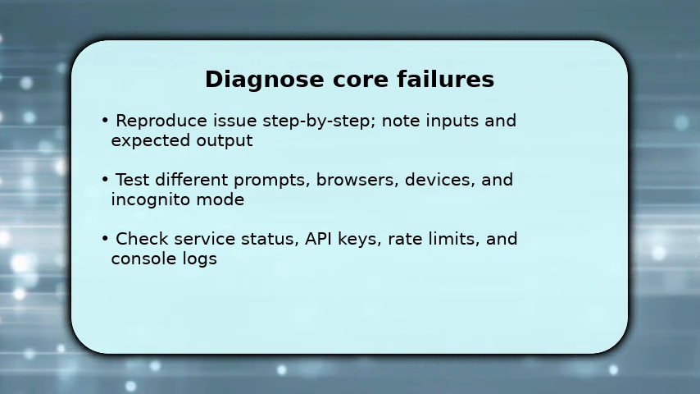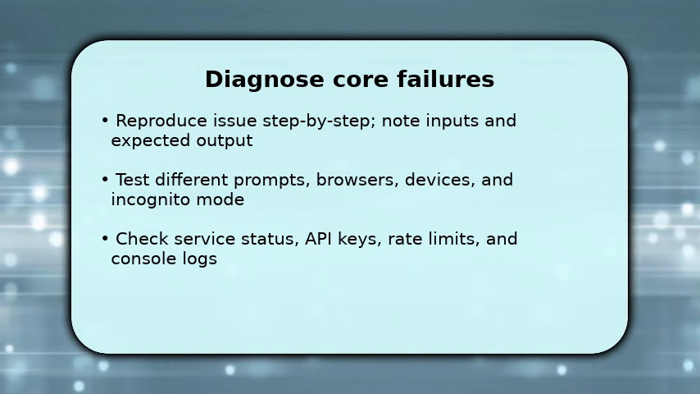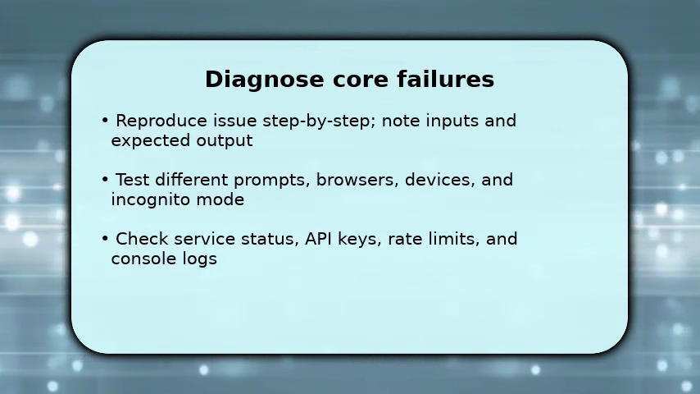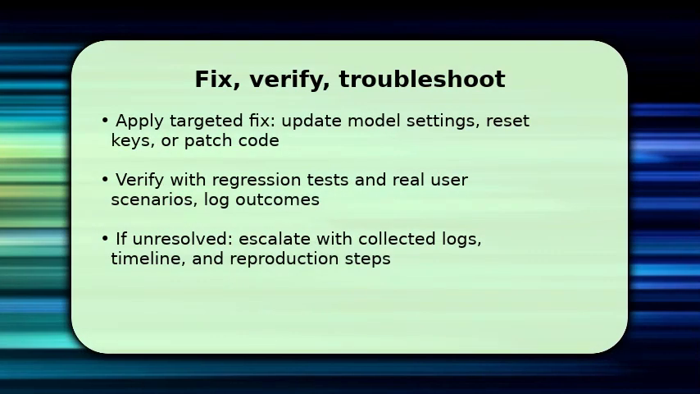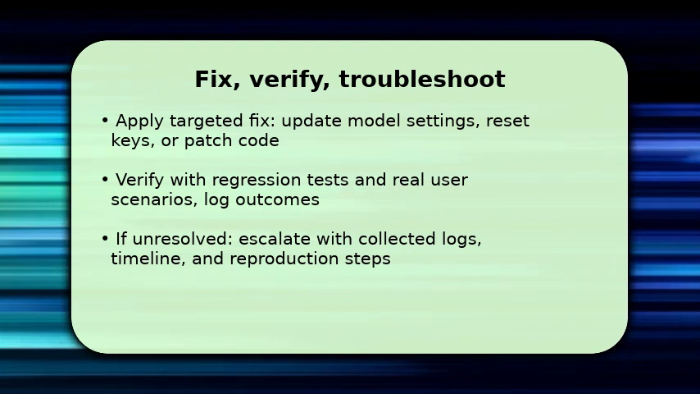Once you identify a pattern, like specific prompts or a blocked endpoint, plan targeted fixes and prepare rollback steps if changes worsen. You apply the prioritized fix, update settings, rotate API keys, patch client code, or adjust prompt templates depending on the diagnosis. Then verify with regression tests and realistic user scenarios, measuring outcomes and confirming the issue no longer reproduces. Make sure to monitor for side effects and document the change window.